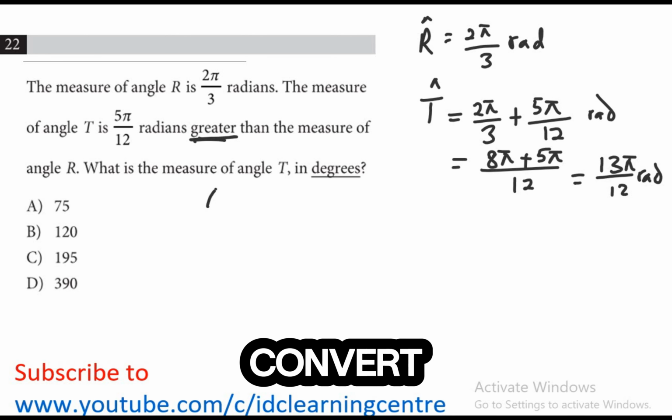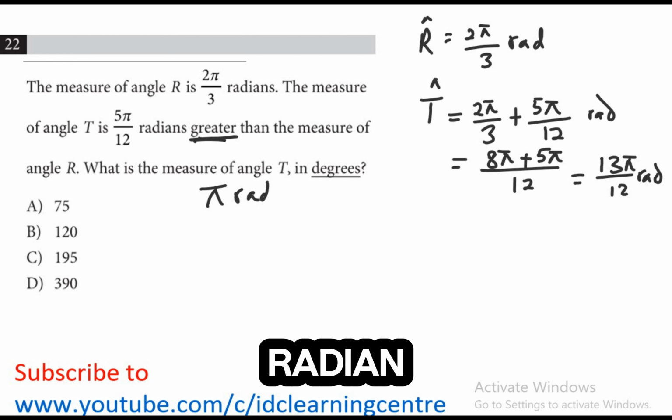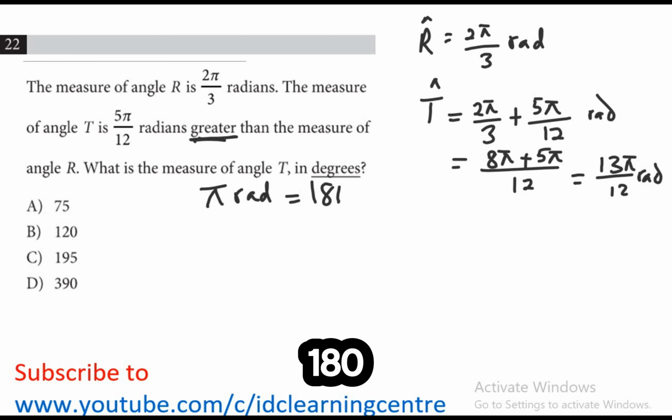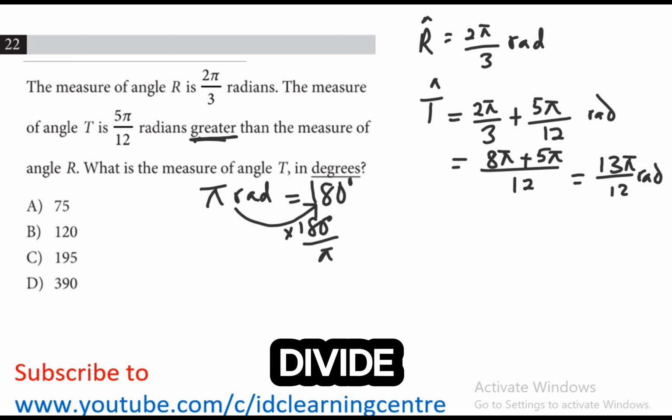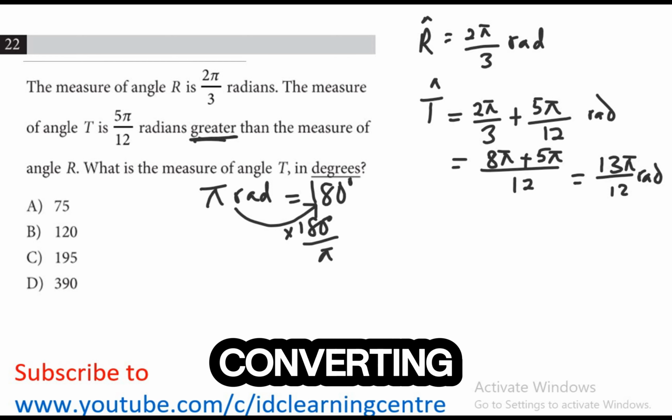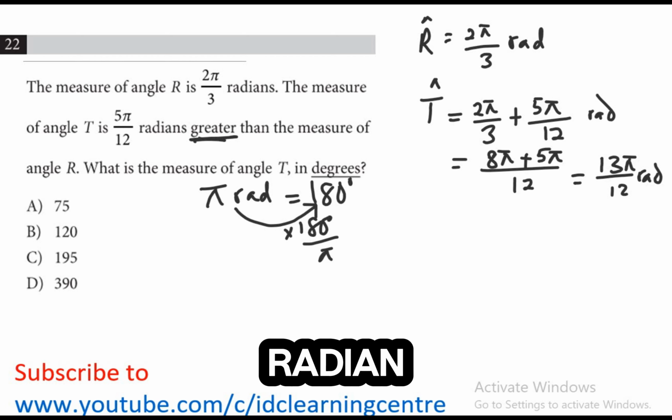So how do we convert to degrees? Pi radians is equal to 180 degrees. So whenever you are converting from radians to degrees, you multiply by 180 degrees and then you divide by pi. But if you are converting from degrees to radians, all you need to do is multiply by pi and then divide by 180. I hope that is clear.